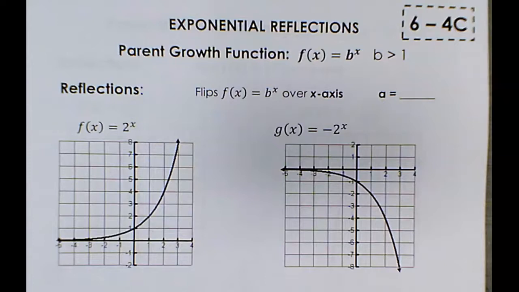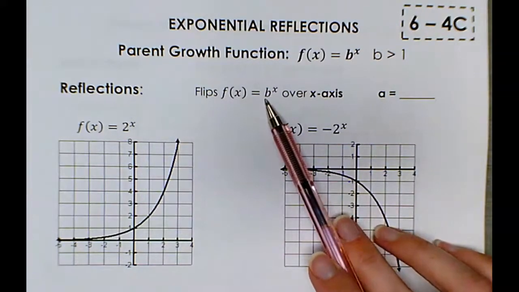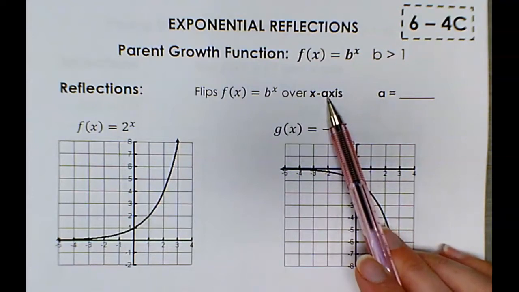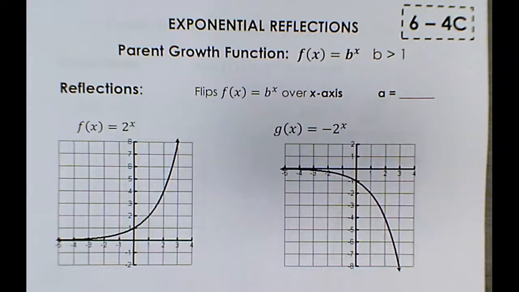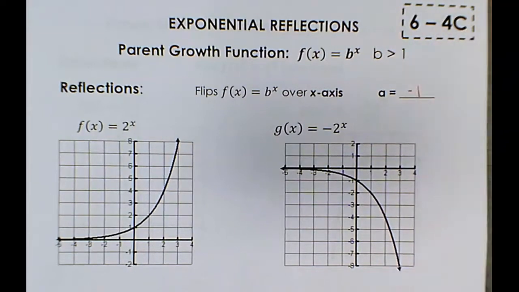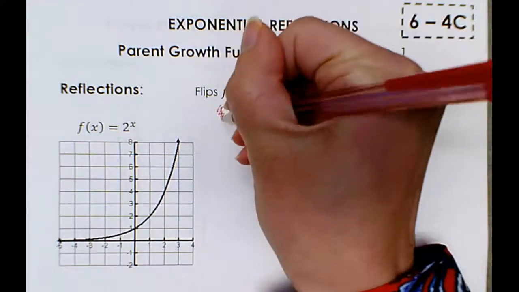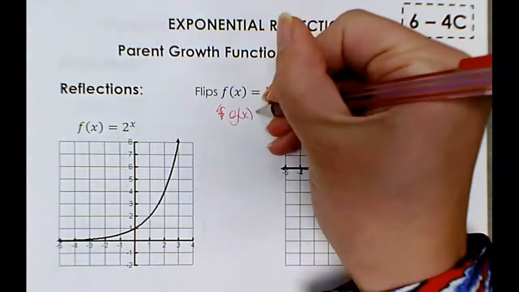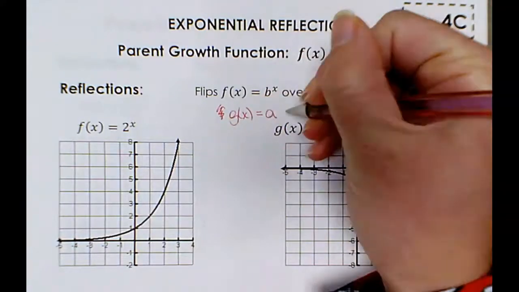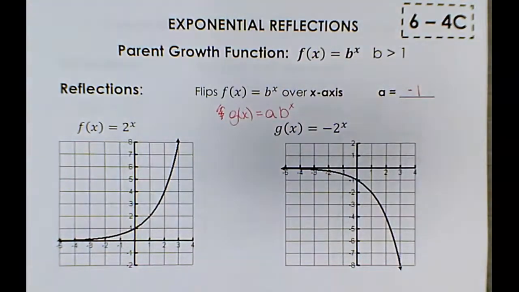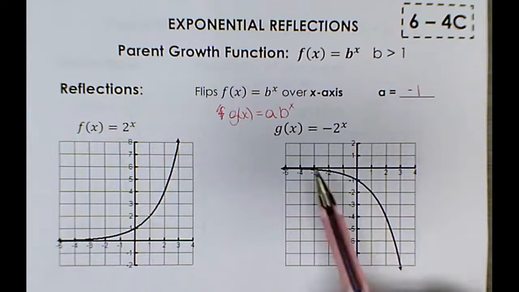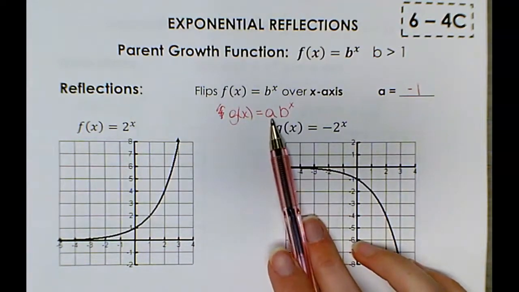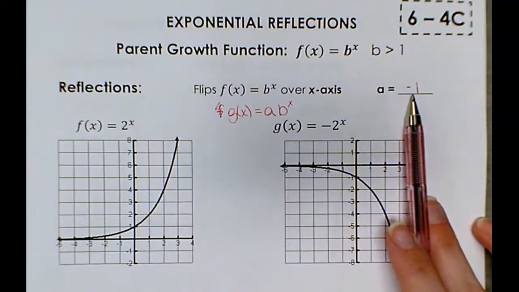So when we perform a reflection, we flip the parent function over the x-axis, so it's a reflection over the x-axis, and really what happens is we end up with a -1 out in front being multiplied by the base to the power of x. So this translated function would be g of x equals some a value times b to the power of x. And you've seen this before when we've talked about word problems. That a value, what we've talked about in the past is the initial value, but this a value here is the reflection. It's the negative that you've come to associate with reflections this year.